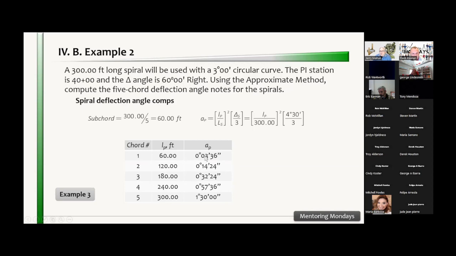Then you notice that the angle gets bigger the further we go on. I mean, it increases at a growing rate as we go on. It's not a constant rate because the spiral gets sharper the further out you go on it. Now, because I computed that as a 5-chord spiral, I can stake the entrance spiral from the TS using these, and I can also stake the exit spiral from its flat end using that. I'm just turning, in one case I'm turning to the right, in the other case I'm turning to the left, but same deflection angles and the same distances.